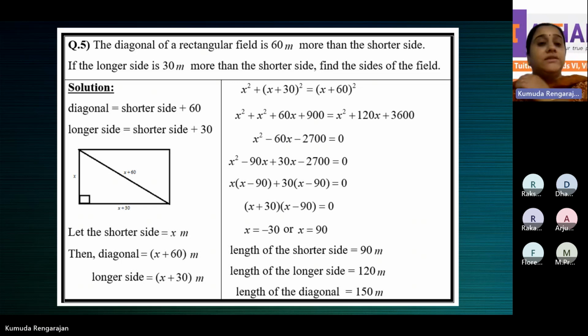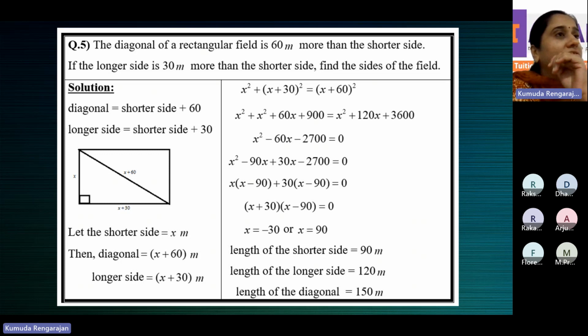So like that, you should identify the characters in the question. In this sum, there are 3 characters: diagonal, longer side, shorter side. What I was trying to tell you is that sometimes we have information only for assumption. We don't have information to construct the equation.